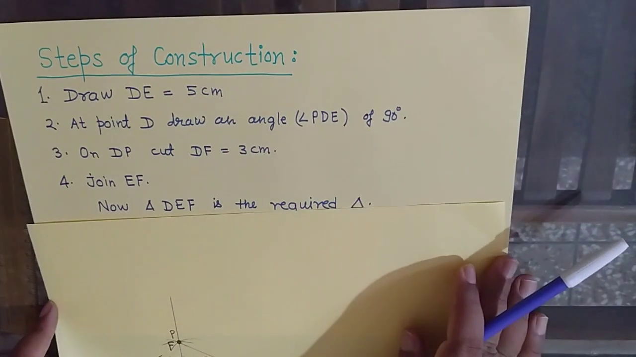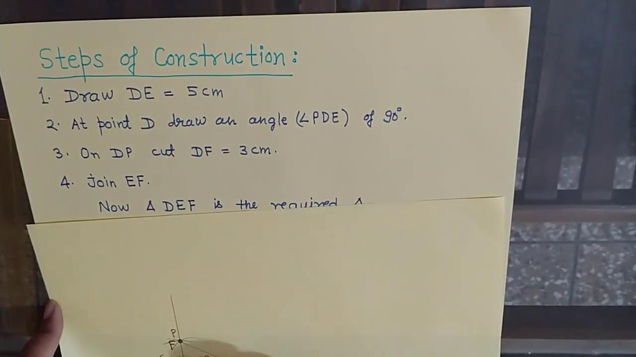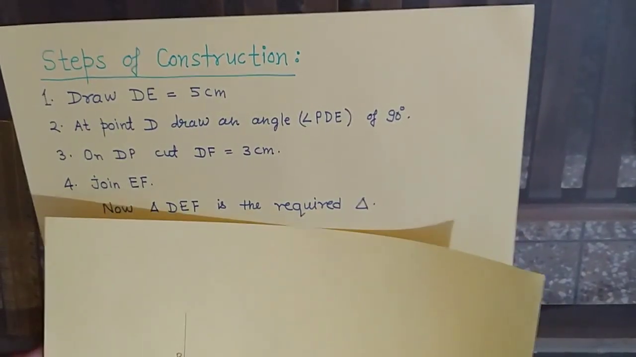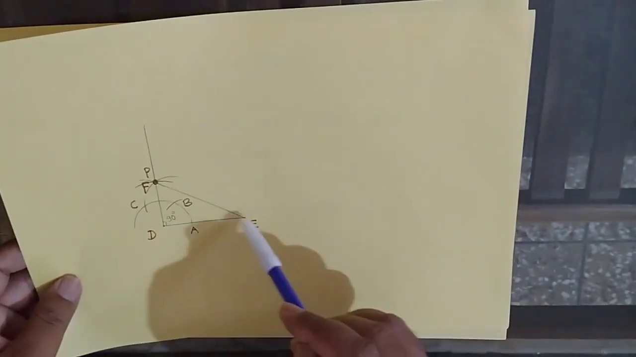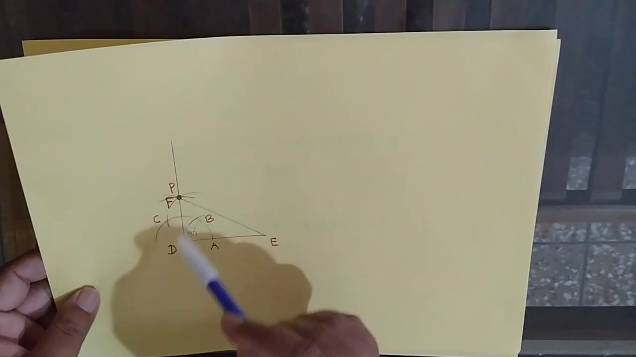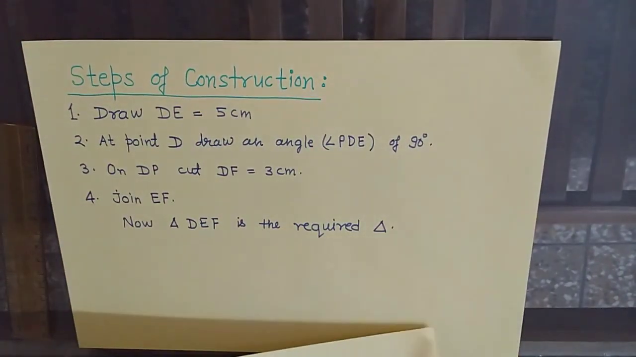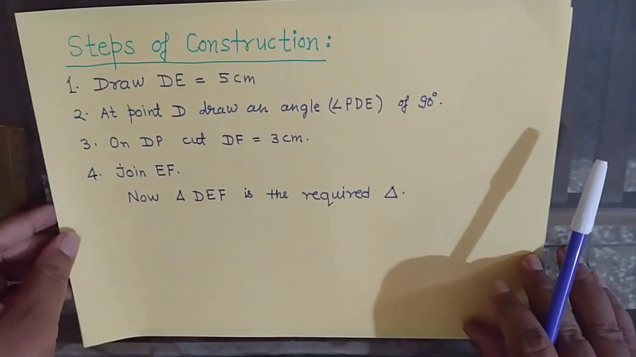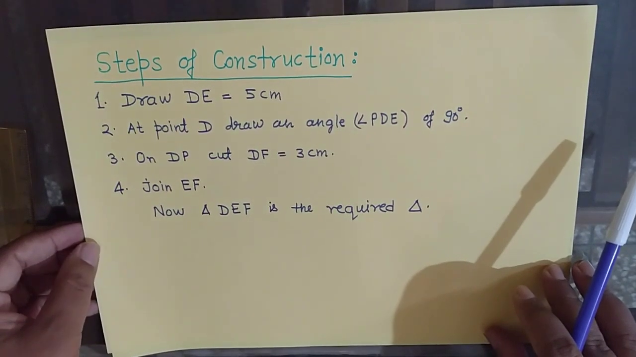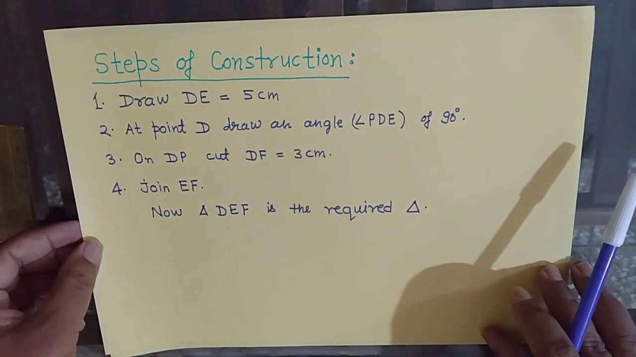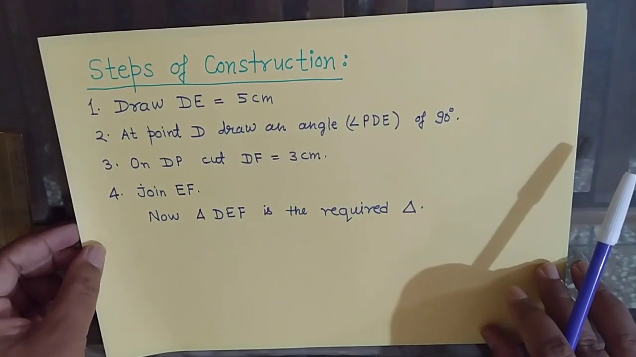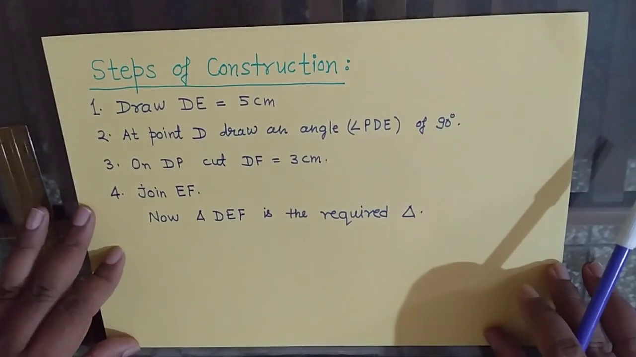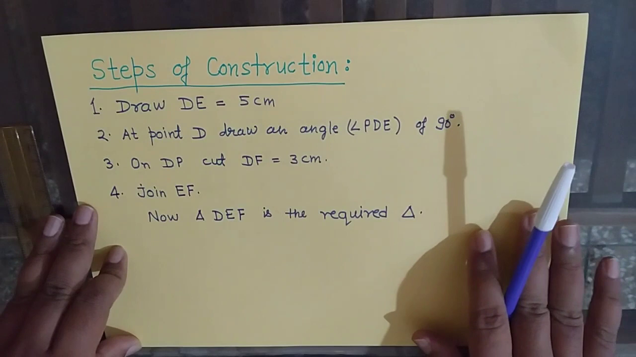Now triangle DEF is the required triangle. Students, in this way we can construct any triangle whose some dimensions are given to us. Thank you.